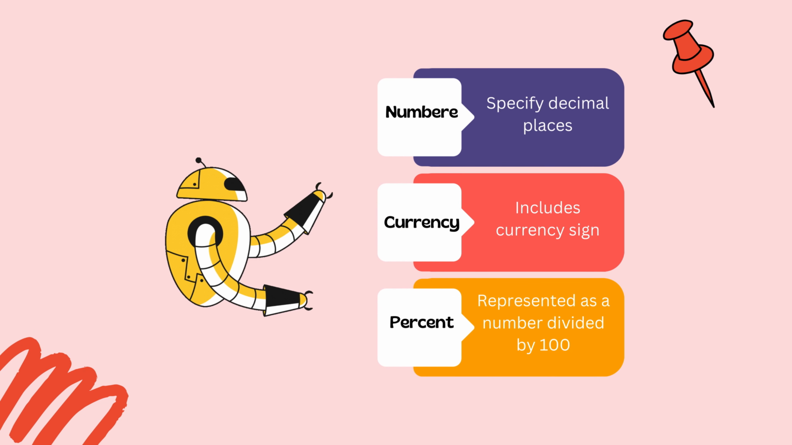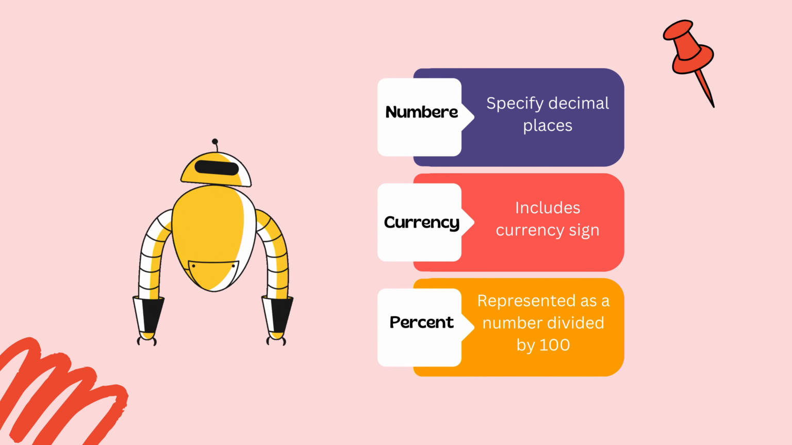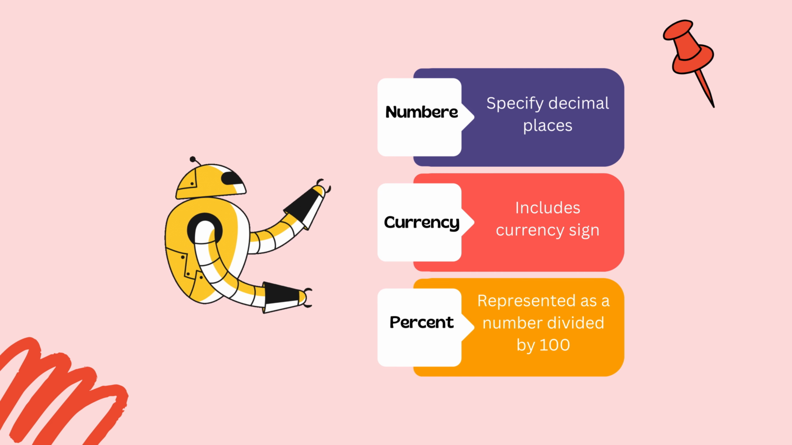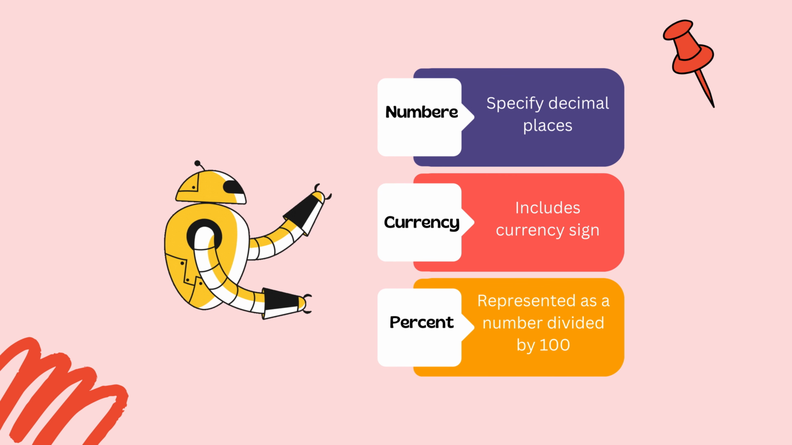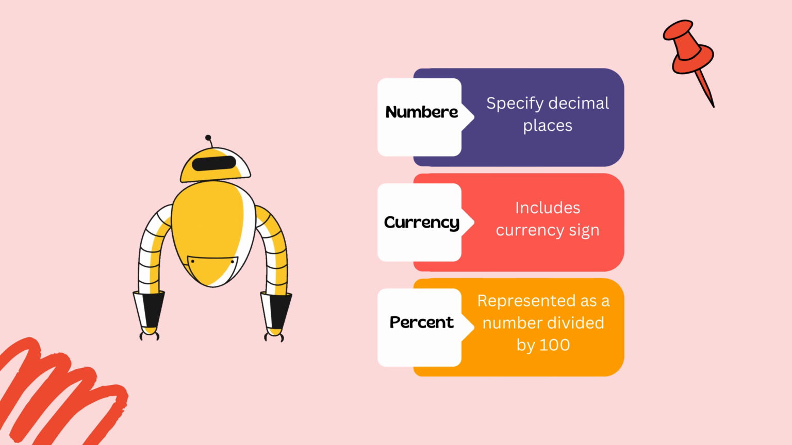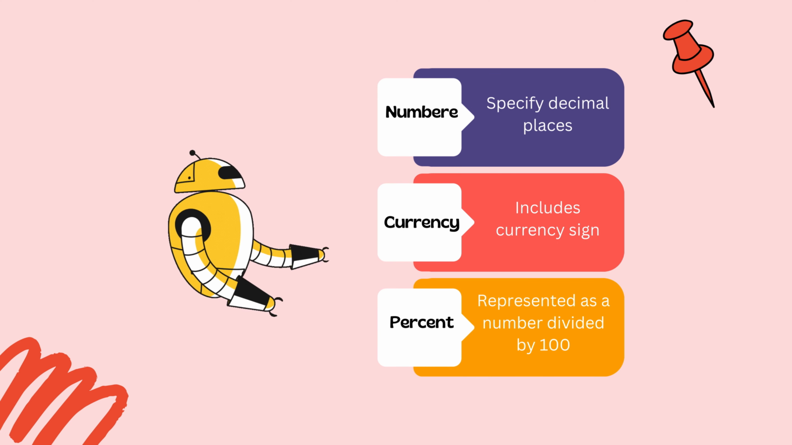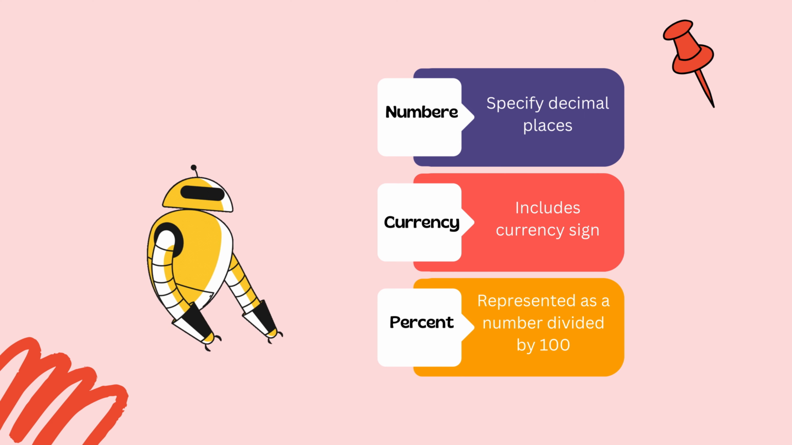Let's start with the basics. The number type allows you to specify decimal places and has a maximum length of 18 digits. Currency, on the other hand, has its own data type with a built-in currency sign. Percentages are also a distinct data type, represented as a number divided by 100.